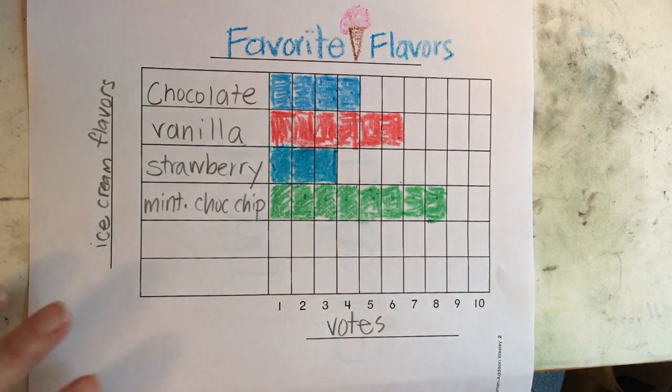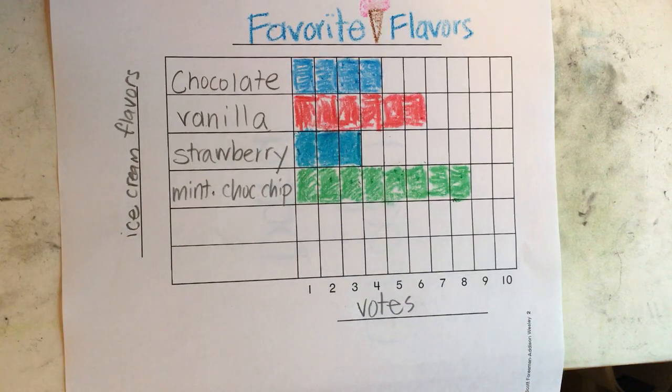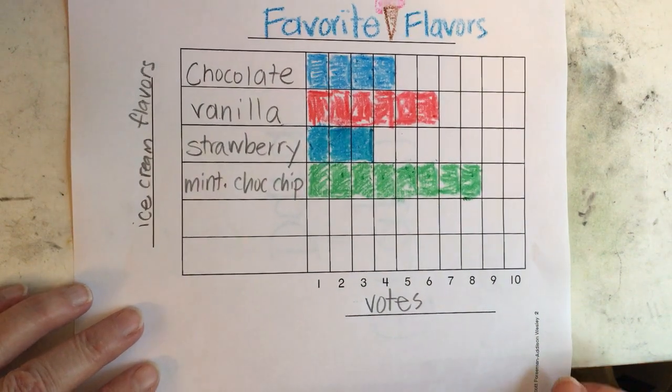And then how many votes did chocolate have? 4. Good. Now, we could actually do some math with the information from a graph also. So if I asked you a question and I said, what's the difference between the number of people that voted for chocolate and the number of people that voted for strawberry? Did you hear that word difference? What does that word difference mean? What kind of math would I use?